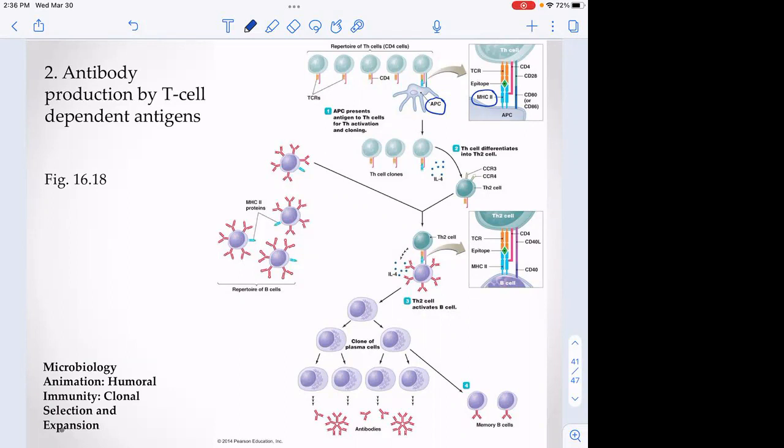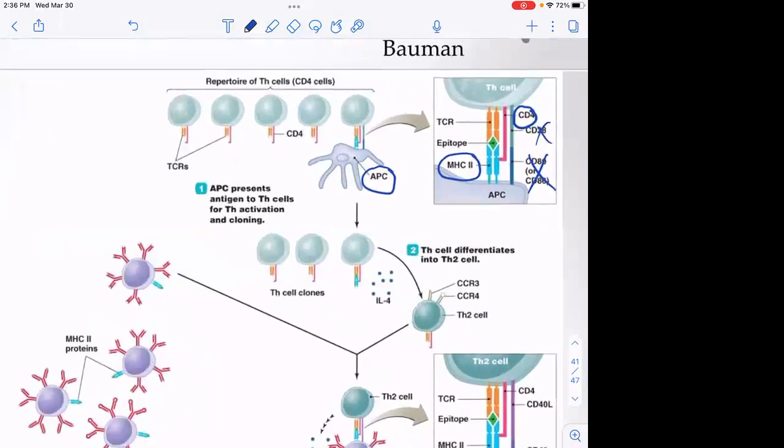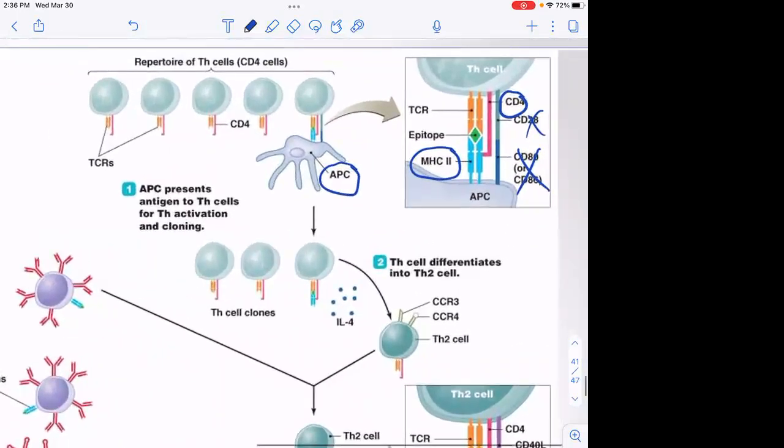We know this is a T helper cell because it has the CD4. Don't worry about these other receptors. We're not going to worry about what they do. That's really small. Let me blow that up a little bit.